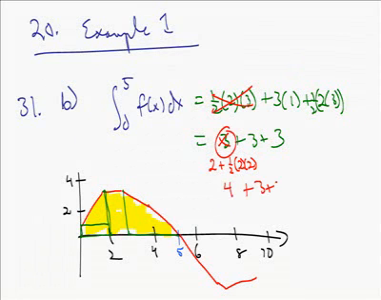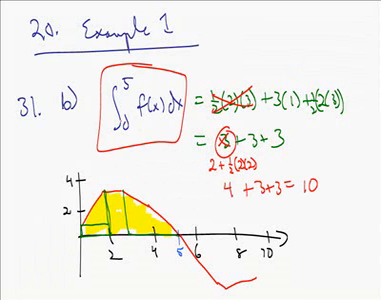So you got 4 plus 3, looks like, is your total area, which does give you that total area of 10. So that is this integral. Remember, the definite integral is just a number. It's the area under the curve.